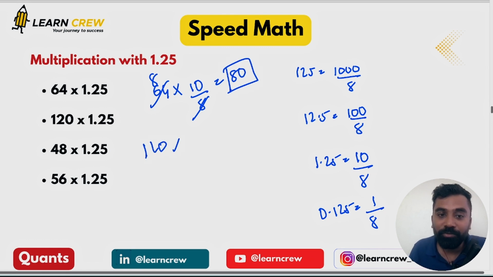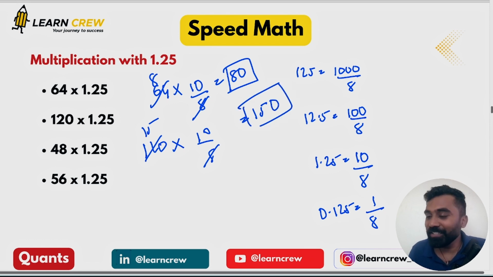120 into 10 by 8. 1.25 is nothing but 10 by 8. 8 will go 15 times and the answer becomes 10 into 15, which is 150. So this is your answer. The remaining 2 you can just give a try. Okay, so this concept is clear.